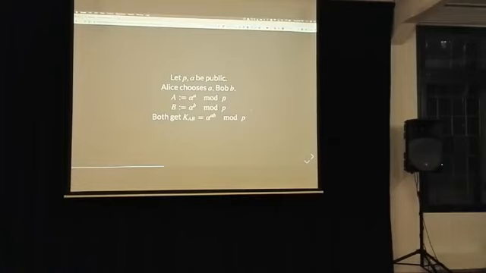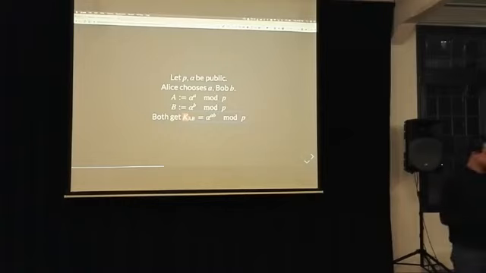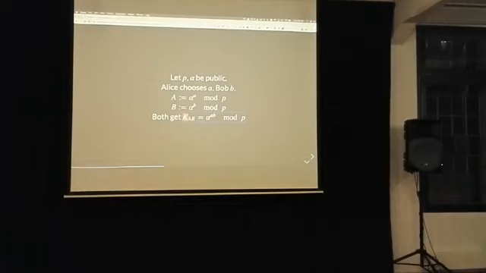Alice computes alpha to the A, mod P. Bob computes alpha to the B, mod P. And then they exchange it, and they both put whatever they received to the power of their own key. So Alice will get alpha to the B to the A, and Bob will get alpha to the A to the B. In effect, both will get alpha to the AB, and hence they will both be able to establish the same key.